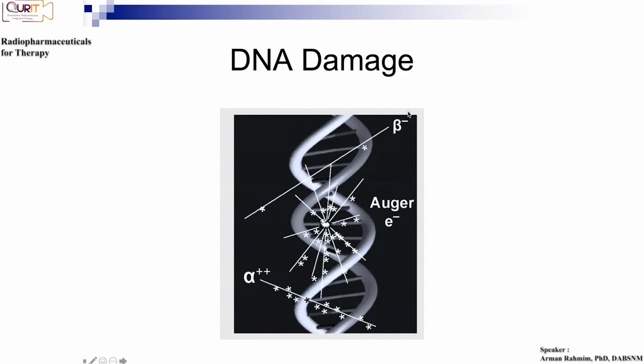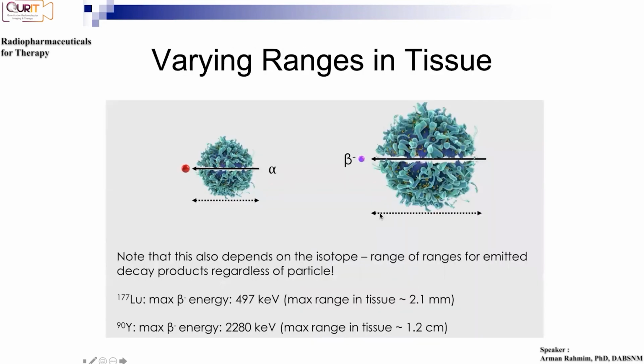Beta is more popular, as you're saying. Alpha, a lot of excitement, and Auger electrons, people are looking into it more and more. Also, beta tends to travel at longer distances. But even beta, we have beta and we have beta. For example, for lutetium-177, the energies of the beta particles that it emits tend to be smaller.